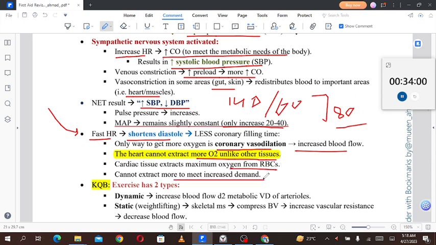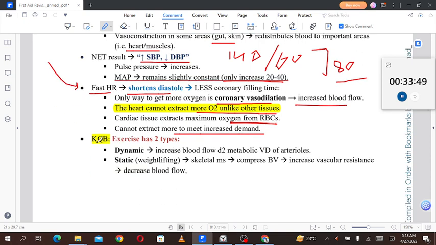Some tissues, like skeletal muscles, have myoglobin. Because of the presence of myoglobin, the muscles can extract an increased amount of oxygen, but the heart can't do that. Now there is the Kaplan question bank.